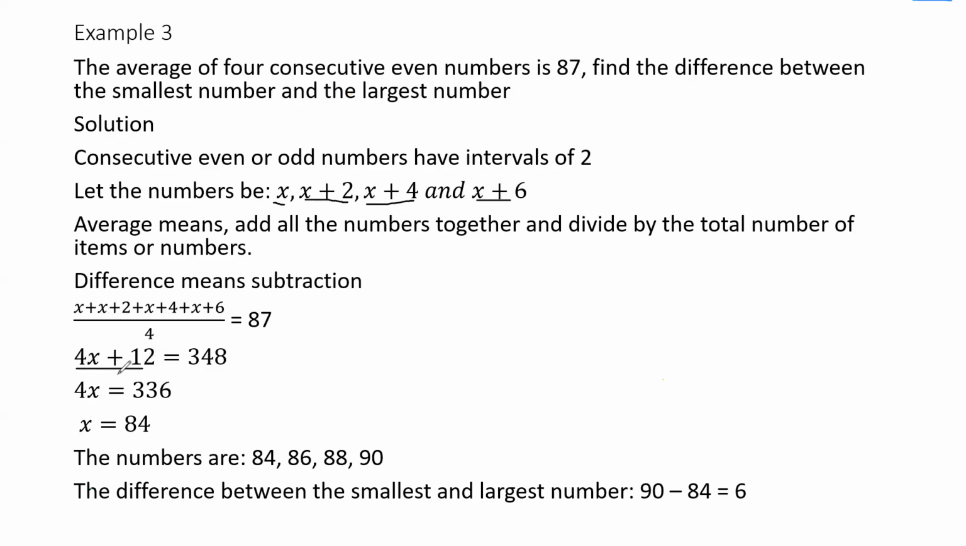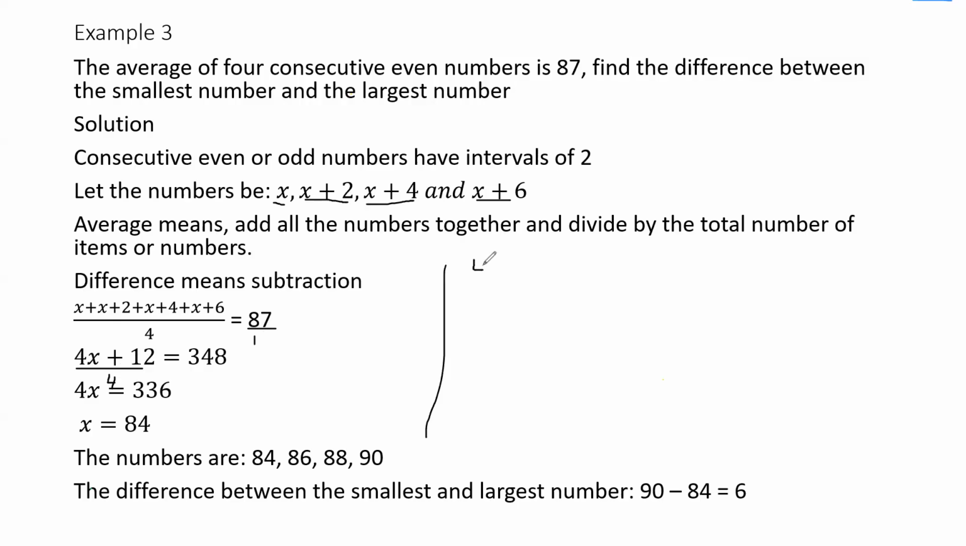But over 4, we can cross multiply. When you cross multiply, you multiply here by 4, you get 348. You know every number is over 1, so you multiply 4x plus 12 by 1 and multiply 4 by 87. Are you okay with that? Or even here, 4 can go into 4 and into 12. Are you okay? Yes, sir.